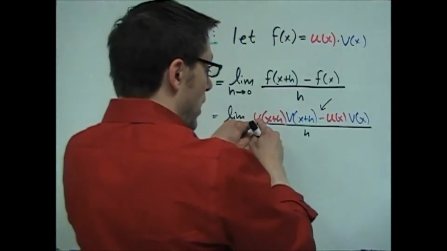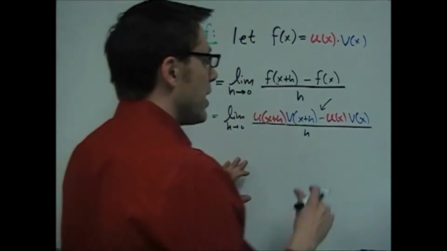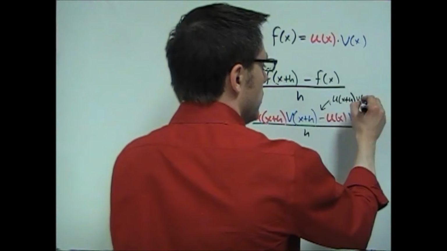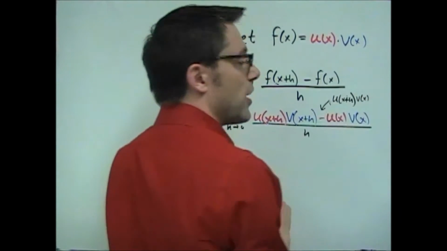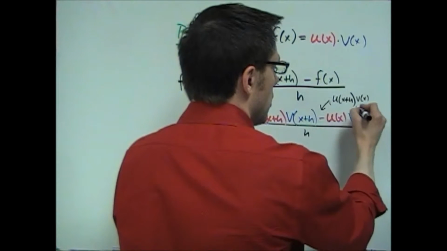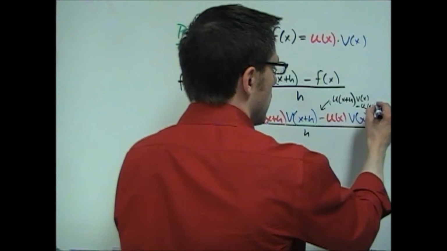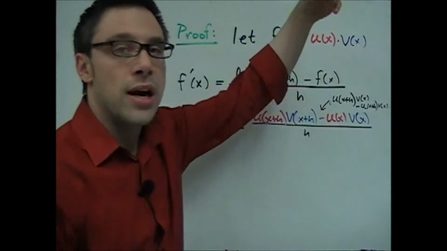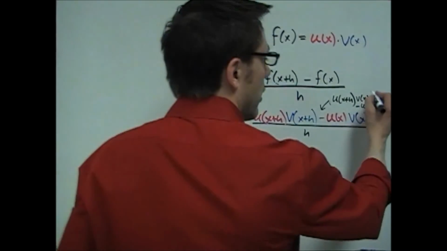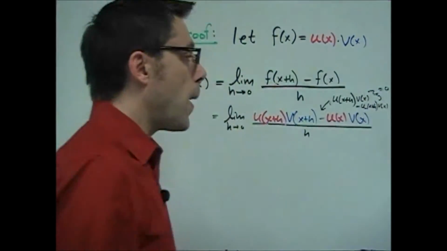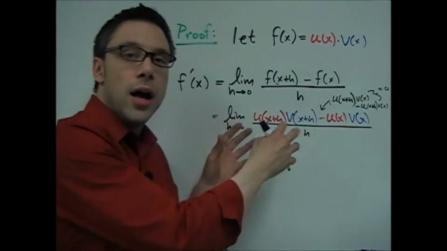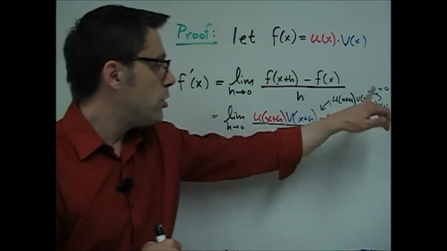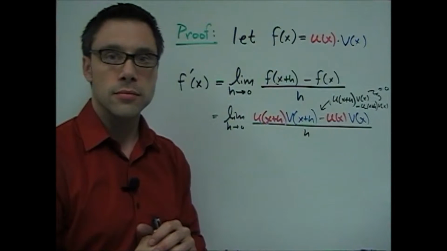In the numerator here, I'm going to add in u of x plus h multiplied by v of x, but I'm going to subtract out that same thing. So I'm going to subtract out u of x plus h, v of x. And of course, when I add that in and subtract the same thing back out again, it's going to add up to 0, but it's going to allow me to manipulate my difference quotient in the way that I'd like. So let's go ahead and put those values into the difference quotient.